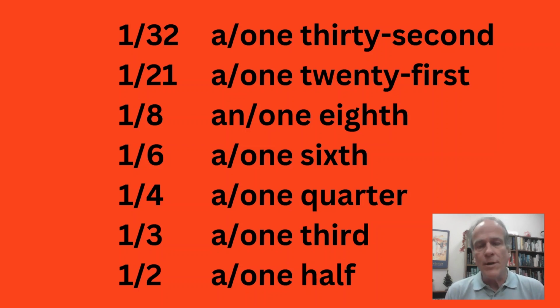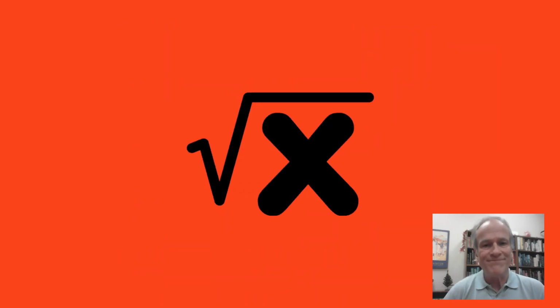So both are acceptable, A or 1. I think for the lower numbers, I would say a half, a third, a quarter, a sixth, an eighth. I might say 1/21st or 1/32nd more than A, but both are acceptable.